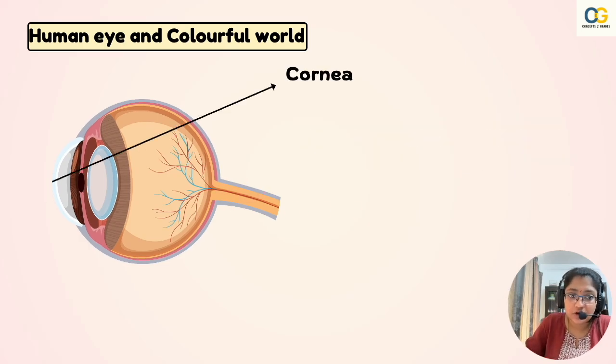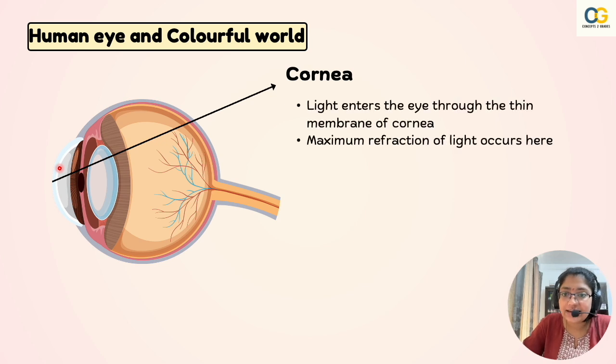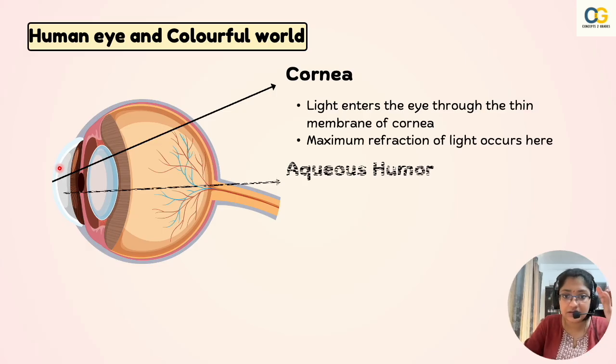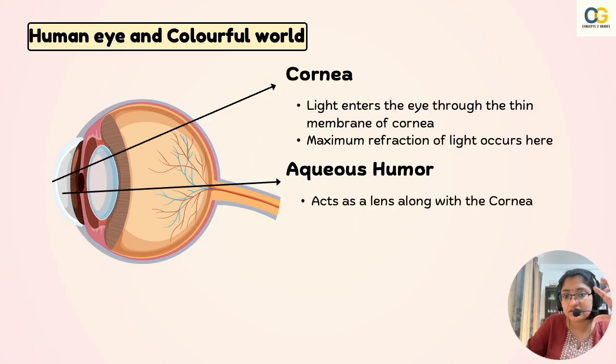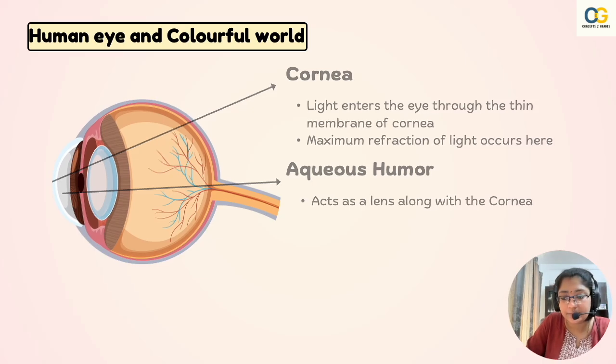Coming to the cornea, which is the white outer layer that you see, this one. The light enters the eye through this thin membrane of the cornea. Maximum refraction occurs here itself in the cornea, and between the cornea and the lens there is an aqueous humor, which is like a liquid structure that acts as a lens along with the cornea.